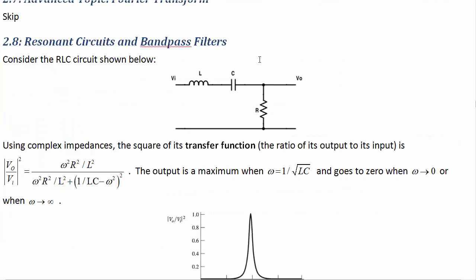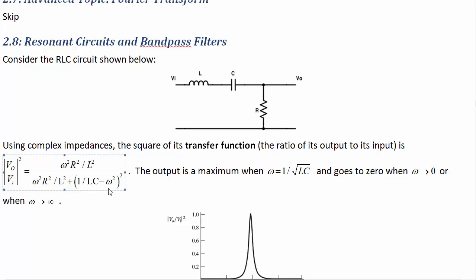2.8, Resonant Circuits and Bandpass Filters. Let's look at this RLC circuit. RLC because it's got a resistor, an inductor, and a capacitor. Now let's talk about how this would behave. By using complex impedances, you can calculate that its transfer function looks like this. We've got a numerator that goes like frequency squared, and a denominator that goes like a sum of a constant term after we take the square through, some frequency squared terms, and a frequency to the power of 4.